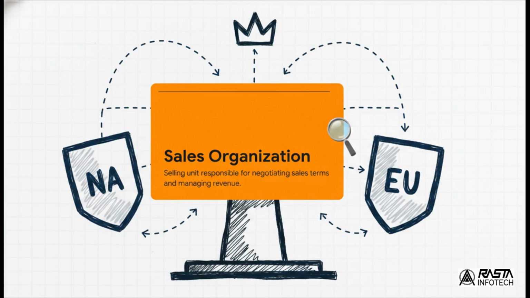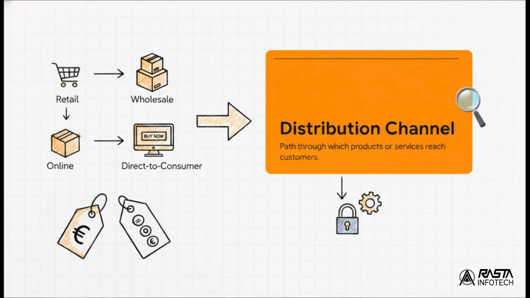This is the company's main selling unit. It's directly responsible for negotiating sales terms and managing the revenue. You can basically think of this as the foundational legal and selling entity for the business. So as an example, if your company operates in North America and Europe, you'd likely have a distinct sales organization for each of those regions. This unit holds the ultimate responsibility for things like product liability and any customer claims. It's the very highest level of sales organization within this framework, anchoring everything else to the real-world legal and financial realities of the business.